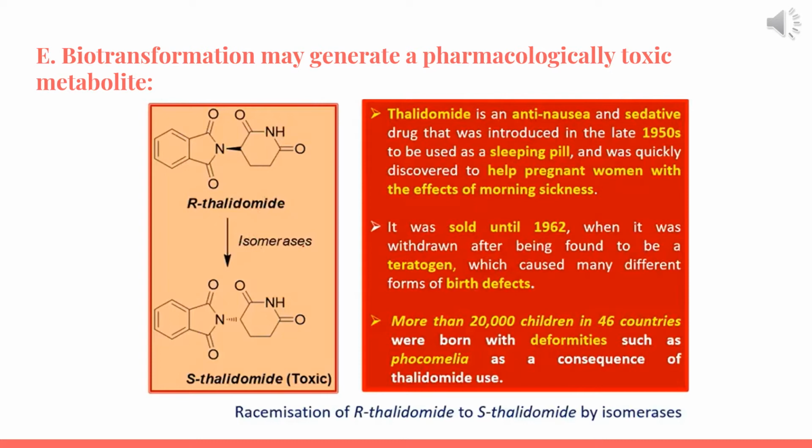It was sold until 1962, when it was withdrawn after being found to be teratogenic and causing several forms of birth defects. More than 20,000 children in different countries were born with deformities such as phocomelia as a consequence of thalidomide use. This is because of the racemization of R-thalidomide to S-thalidomide by isomerases, having S-thalidomide as the toxic product.